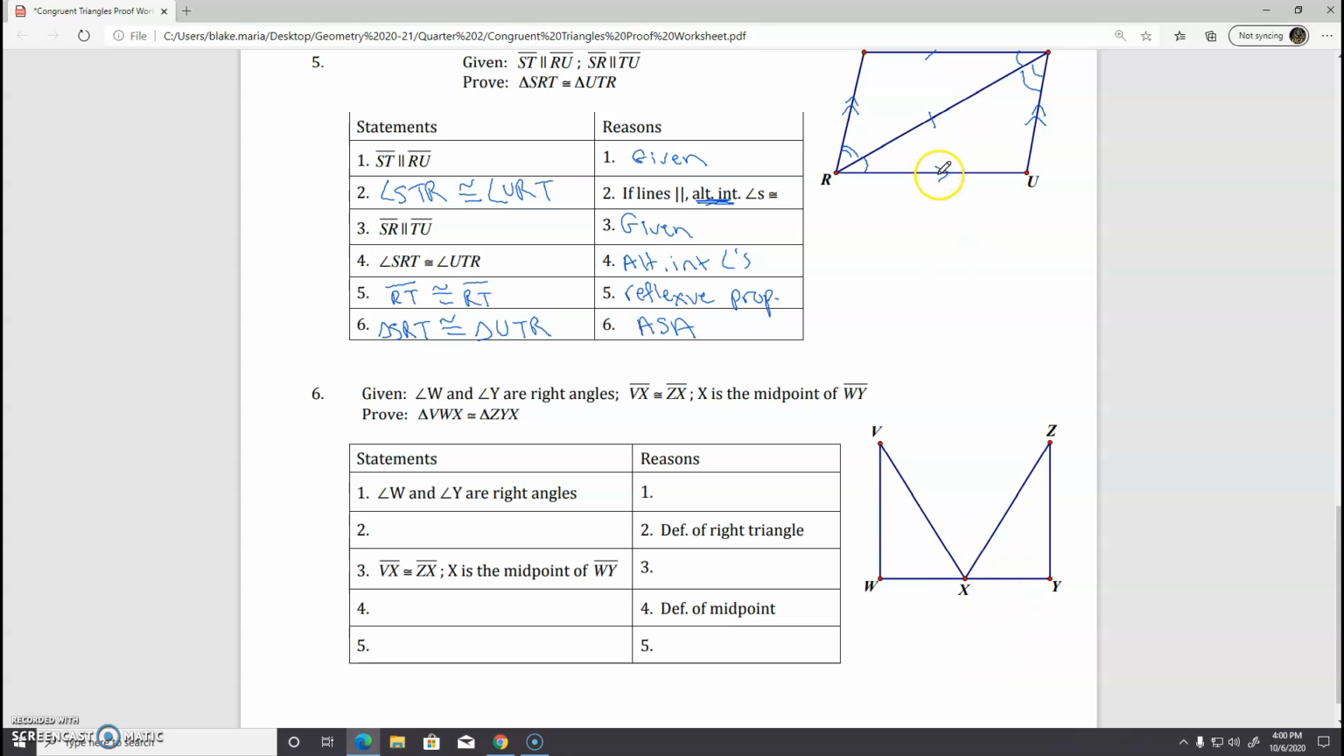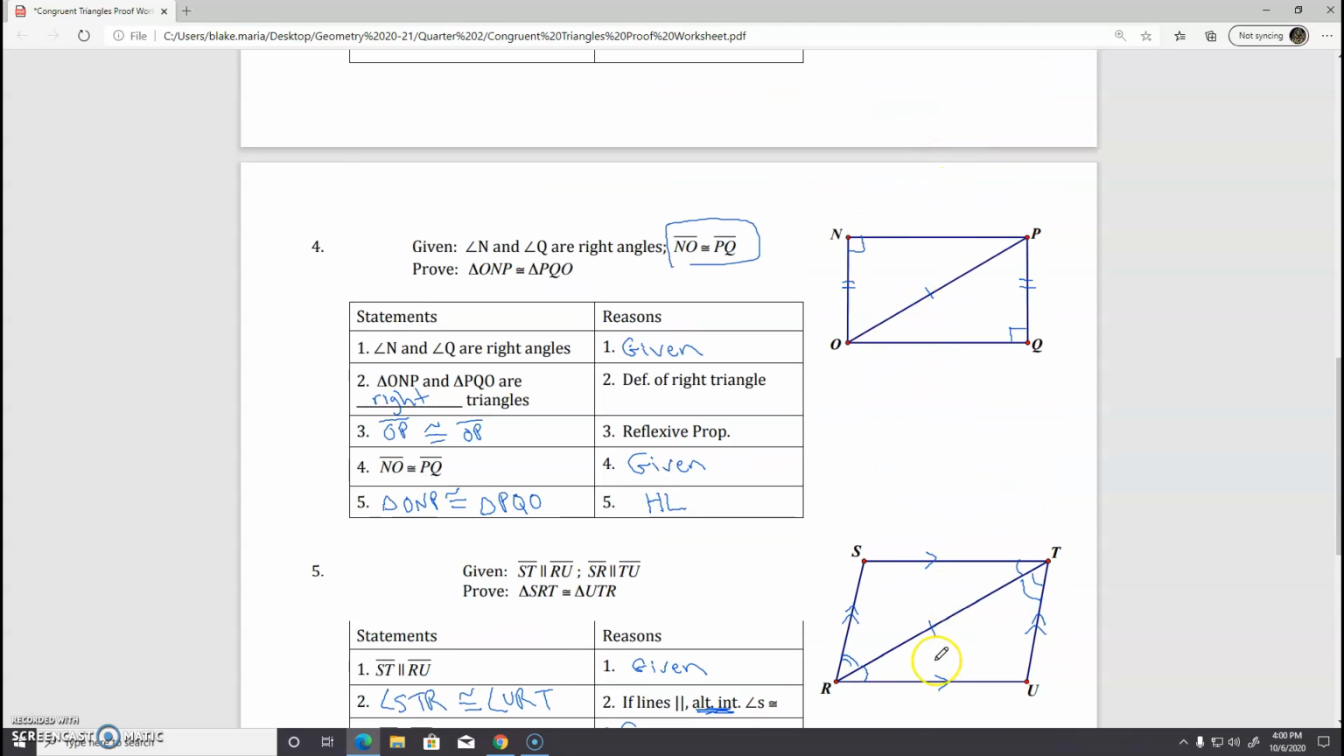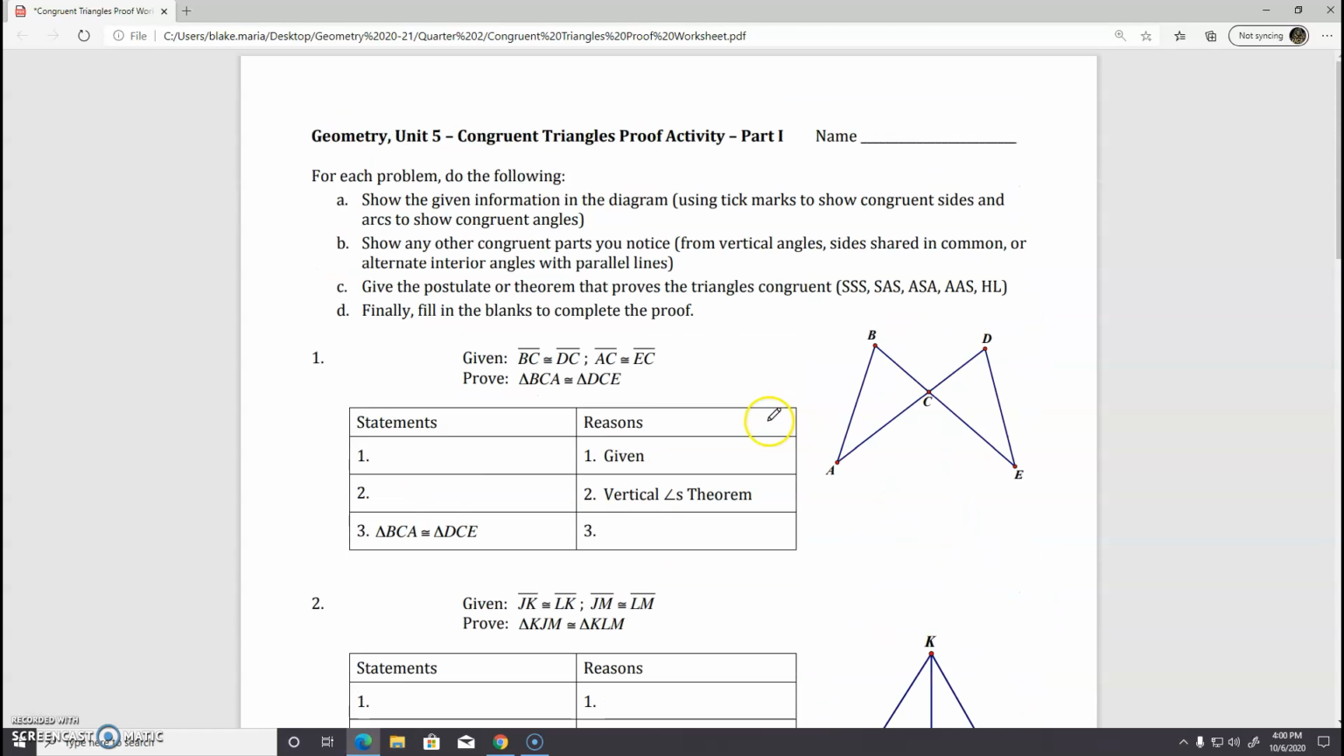So start looking for that stuff while you're going through. Also mark in your pictures, just like I did. Your pictures should have markings on them. So if they give you information, mark it on your picture. If they tell you 2 sides are equal, give them tick marks. If they tell you 2 angles are equal, give them rainbows. And mark your stuff on your picture. All right, so finish this up and get it done. Turn it in.